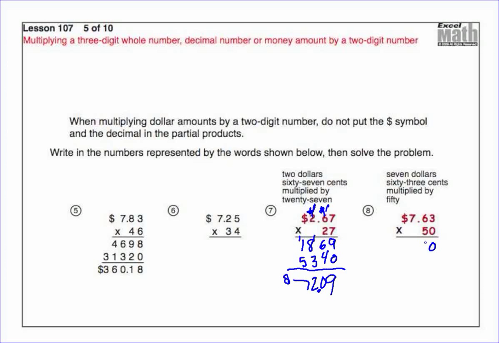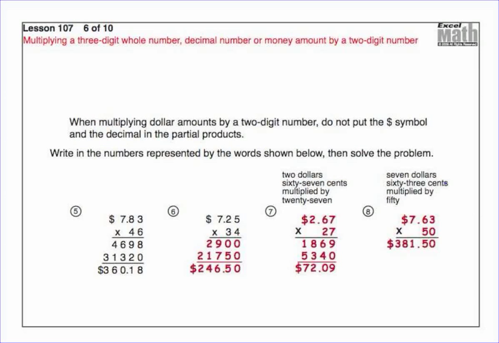3 times 5 is 15. Carry the 1. 6 times 5 is 30. Plus 1 is 31. Carry the 3. 7 times 5, 35. Plus 3, 38. Dollar sign. Decimal point, $381.50. And you can see there are the answers right there. Just making sure I got them right.